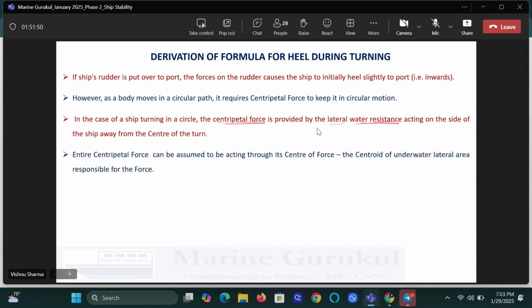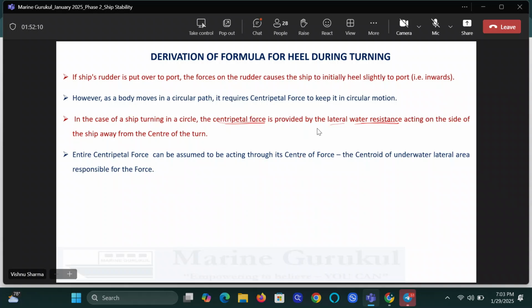The entire centripetal force can be assumed to be acting through its center of force, like your center of gravity, center of buoyancy, center of pressure. Likewise, the centripetal force, which is because of the force on the underwater area on the opposite side, will have a point through which the entire force can be assumed to be acting.